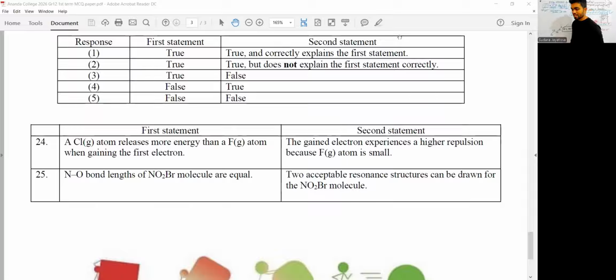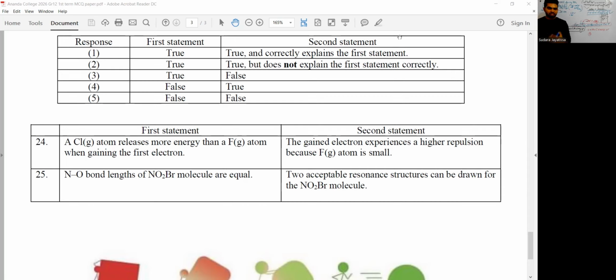That means both are correct. It explains the first one, but a few may argue a little bit that it is not perfectly explaining either. But anyway, for questions like this, mostly we take answer 1. But remember, when you are asked to write a good explanation, tell about fluorine too: fluorine experiences a lesser repulsion because it has an optimum size. Like that, you have to give more info.